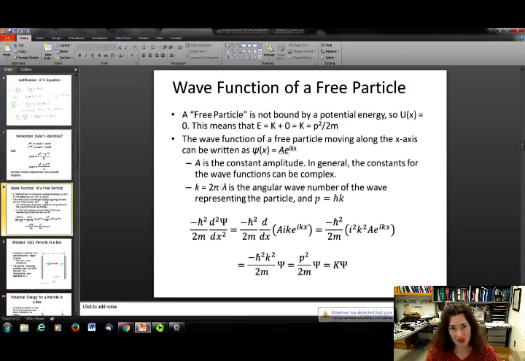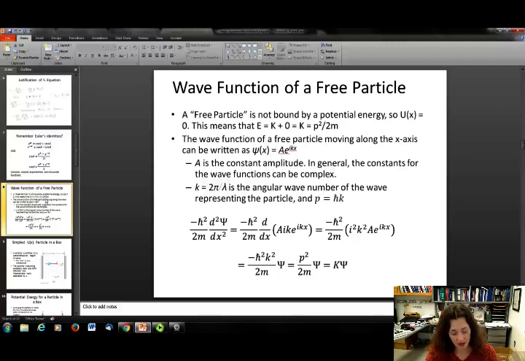Okay, let's go to the Schrodinger equation and start solving it. The most simple potential energy that something can be subjected to is no potential energy at all. In other words, it's free. In that case, we're going to set our potential energy U of x equal to 0.